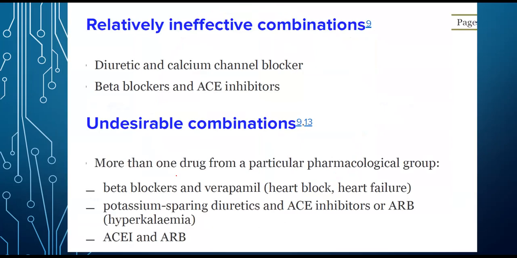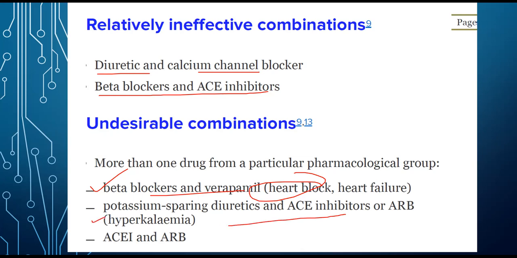Okay, now some of the combinations are not that effective. Especially, we don't use beta blocker and ACE inhibitor that much. We don't use diuretic and calcium channel blocker that much. But you should not give beta blocker and calcium channel blocker at the same time, because both of them can lower the heart rate and the patient can end up having a heart block. Okay? Try not to use spironolactone with ACE inhibitor because it can increase the possibility of hyperkalemia. But many times we might need to start it, so be careful because both of them can increase potassium. And ACE inhibitor and ARB are the same thing, so you don't need to combine these two.